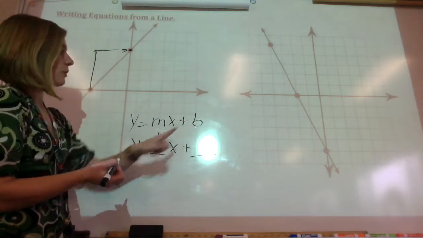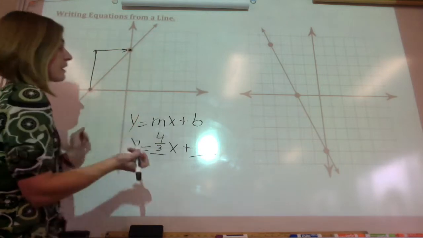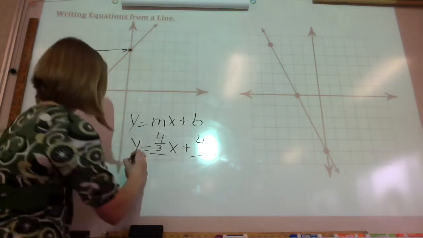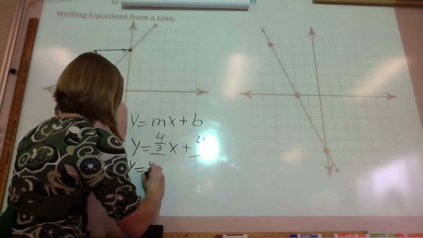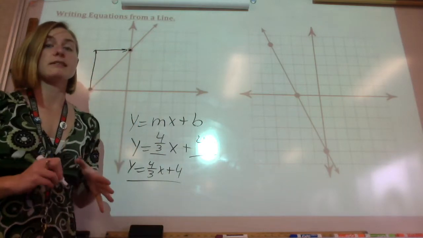And then b is our y-intercept. So where does it cross the y-axis? It crosses the y-axis at 4, at positive 4. And that's it. That's our equation. Our equation is y equals 4/3 x plus 4. That's it. It's really that simple.